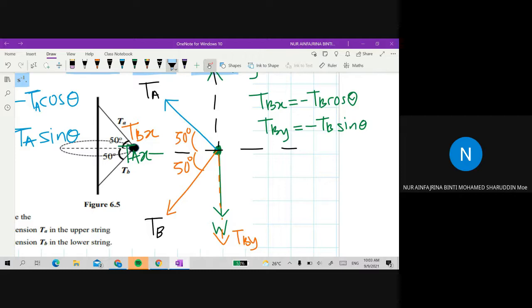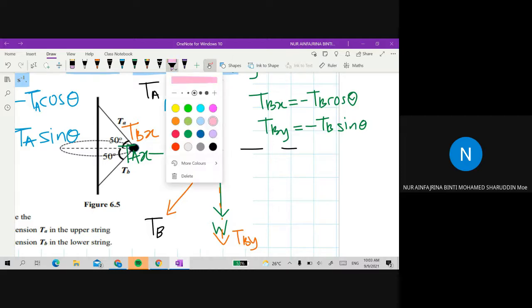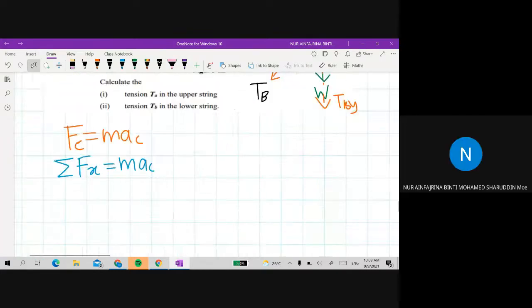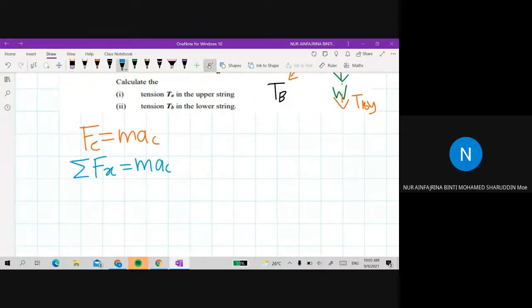Okay, Miss akan highlight ya. Miss highlight dengan warna pink. Okay, cuba tengok dia ada force apa je. Okay, cuba tengok guys, ada force apa? TAX dengan TBX. Negative or positive? Negative. Okay, very good. So negative TAX minus TBX equals to mass.